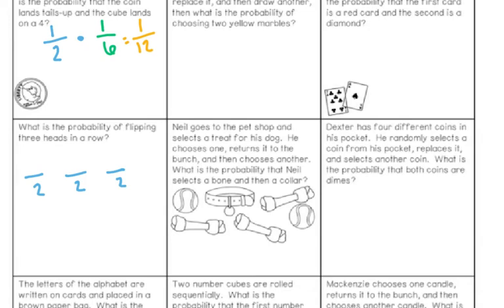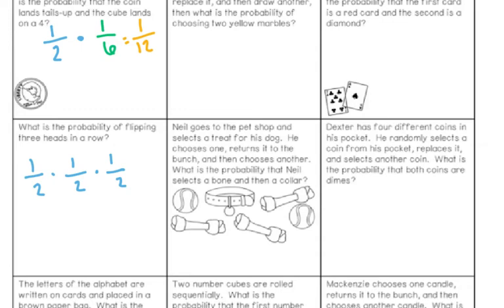So our first time we flip it, we have a 1 out of 2 chance of getting heads. The next time, we also have a 1 out of 2 chance of getting heads. And then the final time, we have a 1 out of 2 chance of getting heads. So now we need to find the probability of flipping these 3 coins in a row. So we can just go ahead and multiply these 3 fractions straight across.